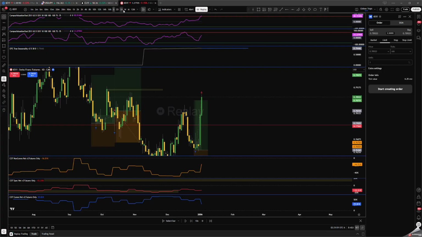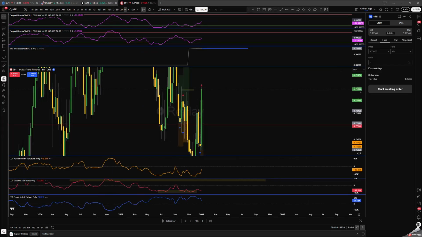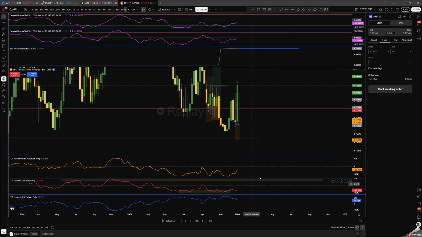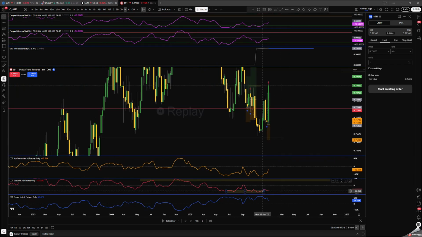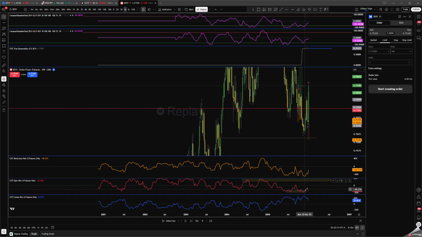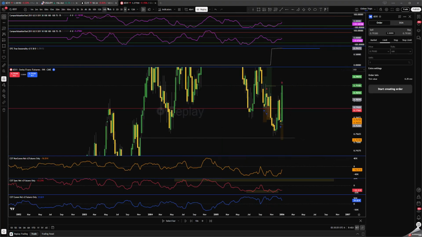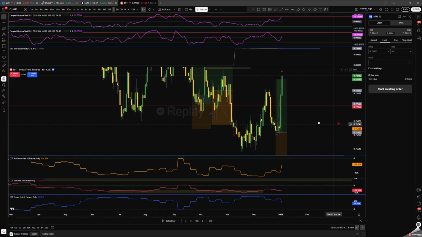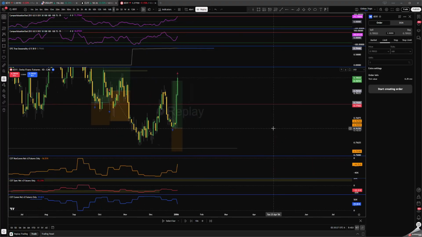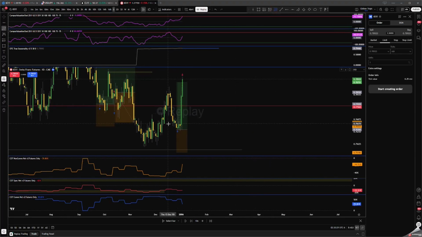Now let's go back to weekly time frame. The retailers are still very bullish. Bearish. And commercials are bullish. Fund managers are going up. Then my bias is still long. However, from where I can buy now, this whole thing is a zone.